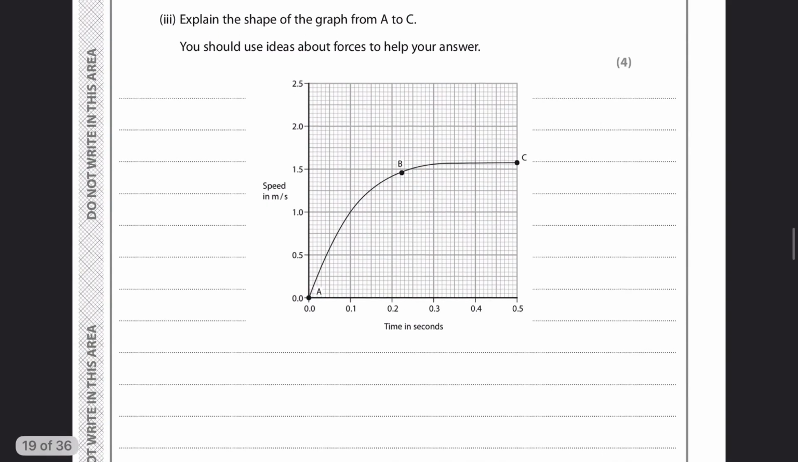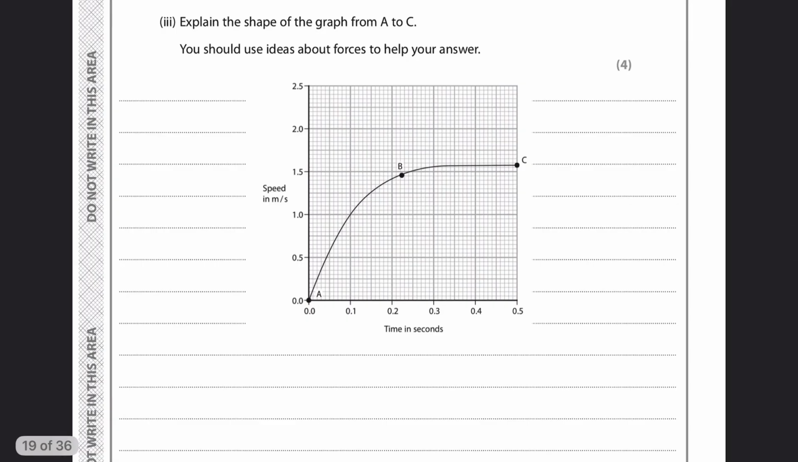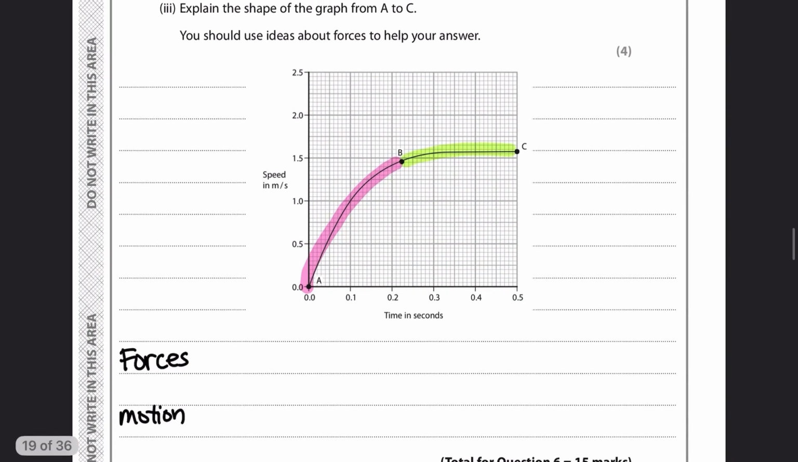I would like to split this graph into 2 parts, which is A to B. Let's make that the pink part. And then B to C, which is the green part. And for each part, I'm going to talk about 2 aspects. Number 1 is the forces, and number 2 is the motion. This is the whole unit, right? It's forces and motion after all.